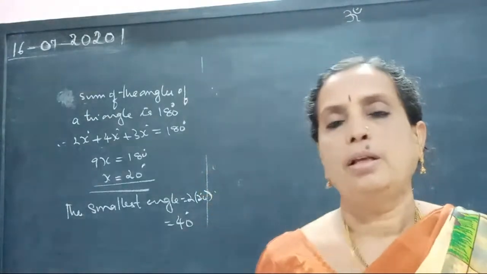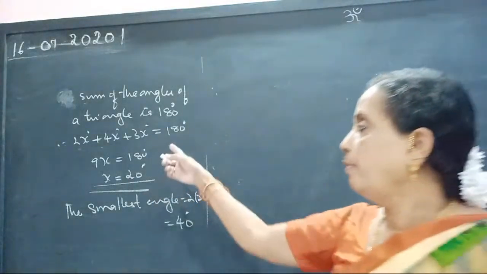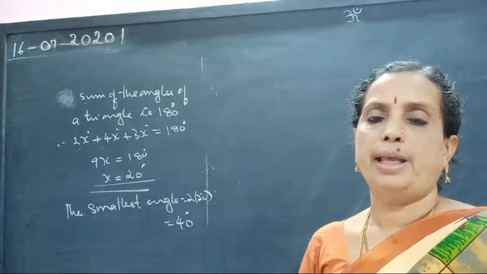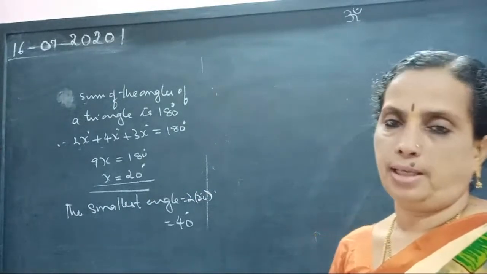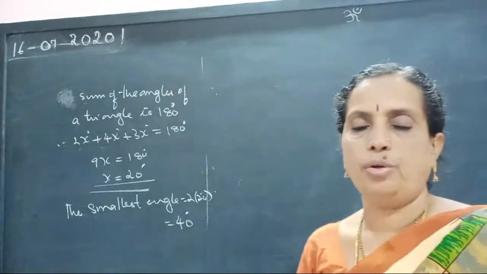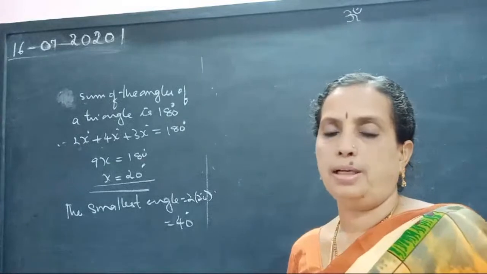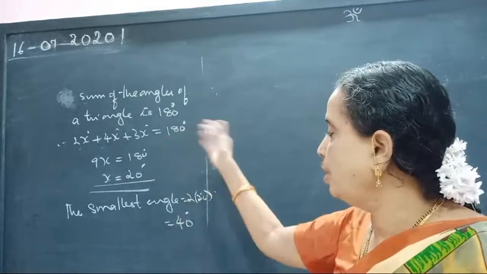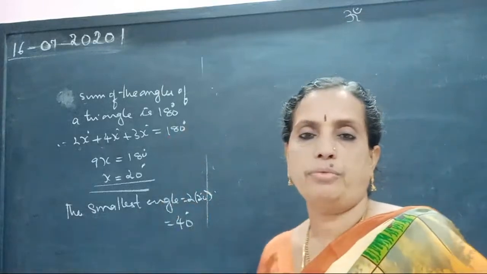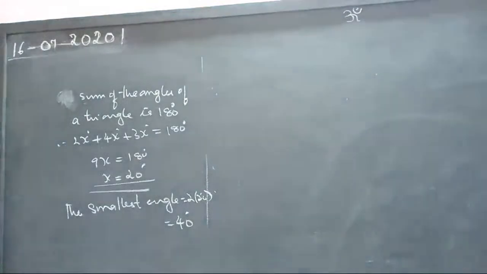Is it clear? Using the sum of three angles of a triangle condition, we sorted out the ratio with the x constant. You can use any letter, not only x, m also you can do, p also you can apply, where the constant value you have to consider for the ratio. After getting the constant value, substituting, you will get corresponding measures of the angles. Clear? Next.